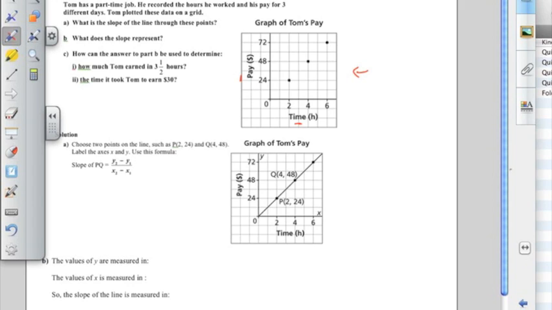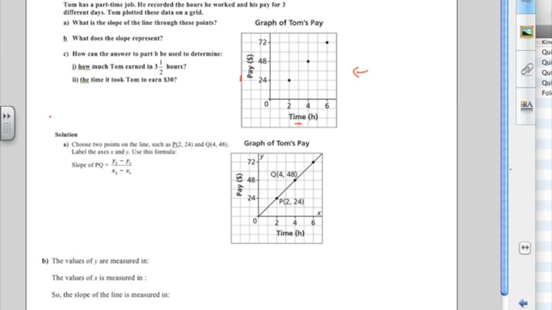Okay, so our solution is down here. What they instruct us to do is, first of all, draw a line through the 3 points. Choose 2 points on the line, and they suggest that we choose point P at 2 and 24, so that would represent that in 2 hours you earn $24, and point Q at 4 and 48. So in 4 hours you earn $48. They suggest using these 2 points to determine the slope of the line.